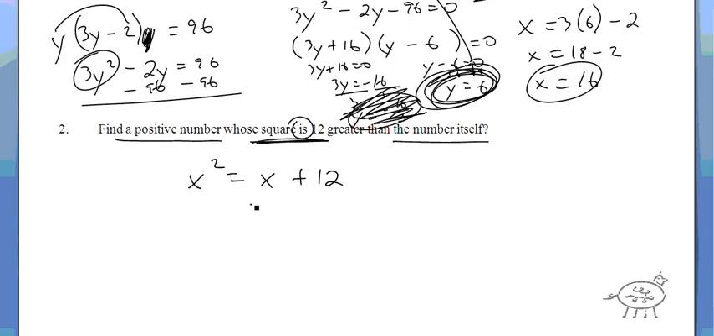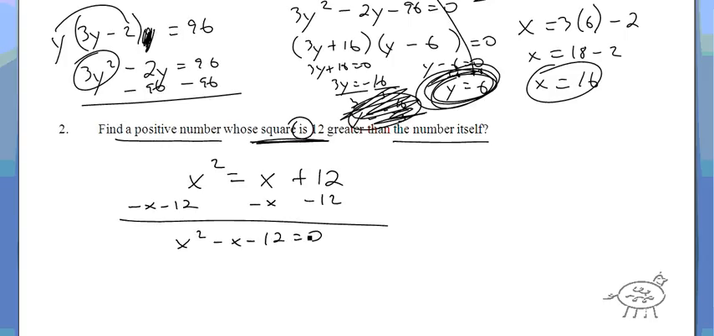And then we just move things over. Subtract x, subtract 12 from both sides. So we get x squared minus x minus 12 equals 0. You factor that. That one's easy. It's plus minus. So it's plus 3 minus 4. And so that one's going to be x equals negative 3 and x equals positive 4.